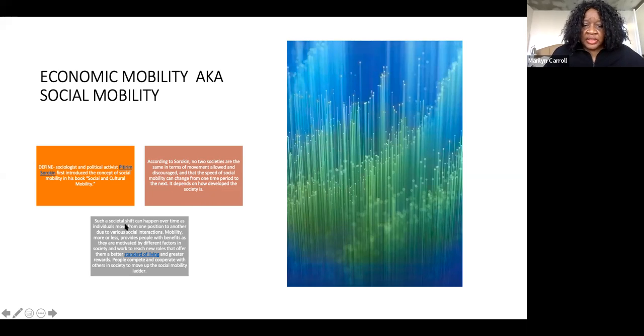Such a societal shift can happen over time as individuals move from one position to another due to various social interactions. Mobility provides people with a benefit as they are motivated by different factors in society and work to reach new roles that offer them a better standard of living. After all, that's what we're after: a better standard of living and greater rewards. People compete and cooperate with others in society to move up the social mobility ladder. And as you see, I have this demonstration of a possible social mobility ladder.